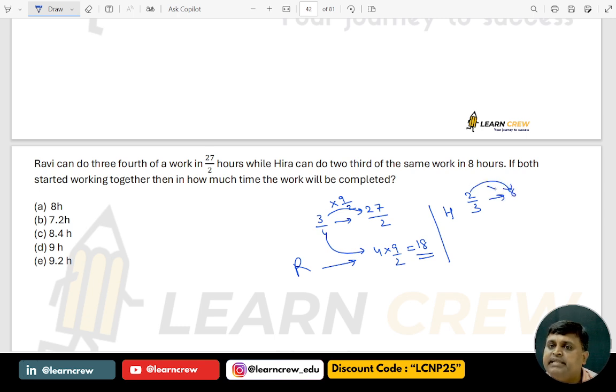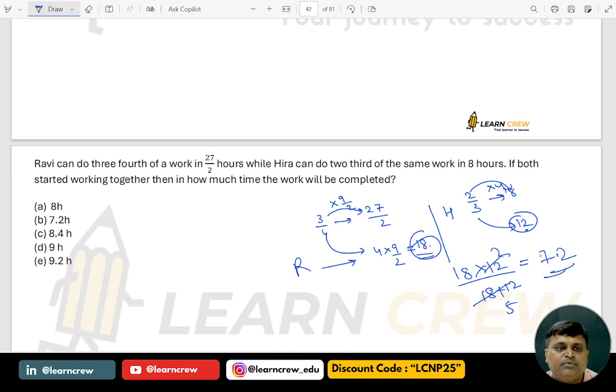2 parts in 8 days, so 3 parts in 12 days. So Ravi in 18 days, Hira in 12 days. Both together is xy by x plus y. So 18 into 12 is 216, over 30. So 36 by 5 is 7.2. So the answer is 7.2. 7.2 is the answer.